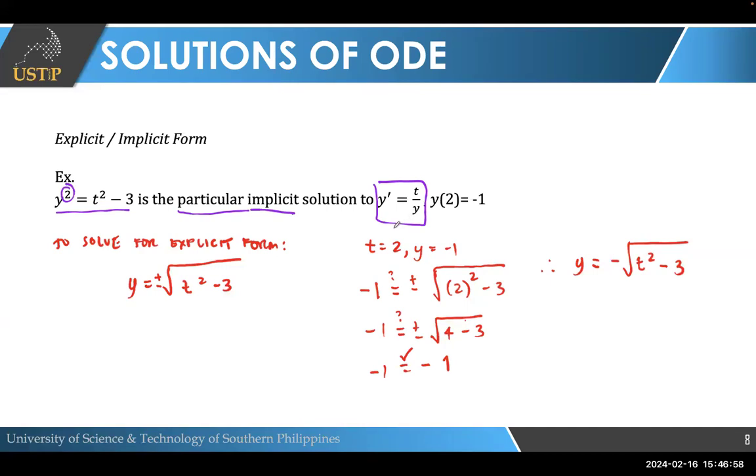Given the boundary conditions, this helps us check if it is indeed a solution to our differential equation. But if you want to solve for the explicit form, it doesn't matter whether there is a boundary condition. All we have to do is extract the y and put it on the left side. In this case, since it is y squared, we take the square root of the right side. So our y will be plus or minus the square root of t squared minus 3.